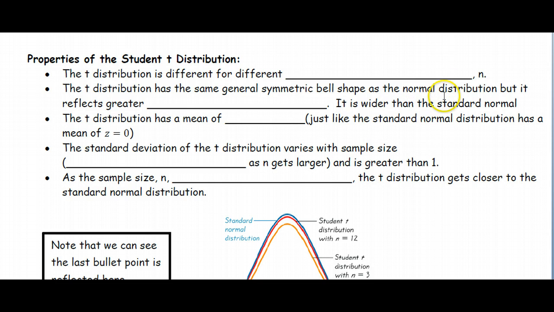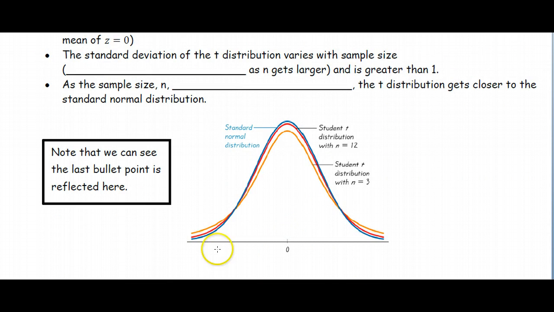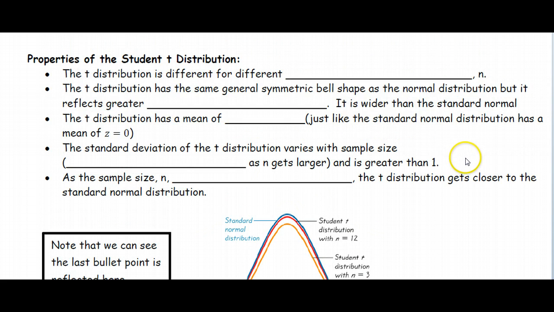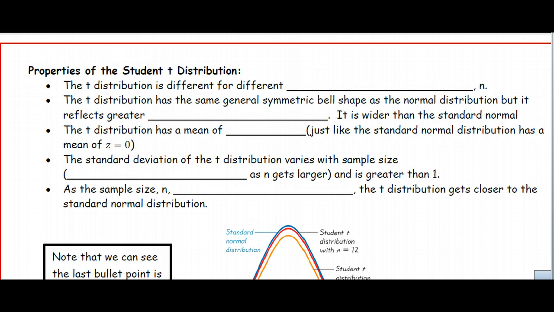So let's talk a little bit about the student distribution, the t distribution. You can see it down here, and it looks like a normal distribution because it is symmetric, but it's different. The t distribution is different for different sample sizes n. If I have a bigger n or a smaller n, it's going to make a difference. It's still going to have that symmetric bell shape as the normal distribution, but it does reflect greater variability, which means that it's wider than the standard normal. This gives us more room for error.